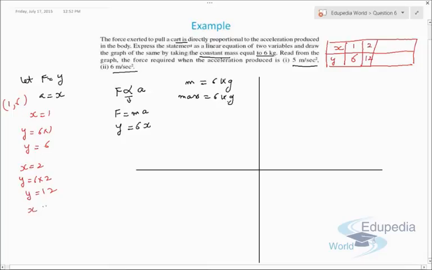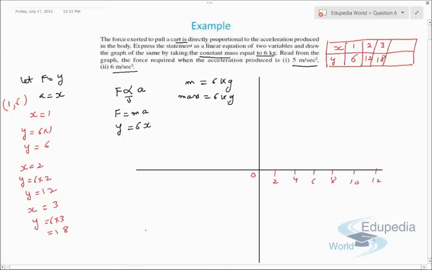Again put x as 3, so we get y as 6 into 3, which is 18. So 3 and 18. Now we need to draw the values. So this is the origin. Now y values are bigger than x values, so we can do it like this. We'll take a difference of 2, so it can be written as 2, 4, 6, 8, 10 and 12.